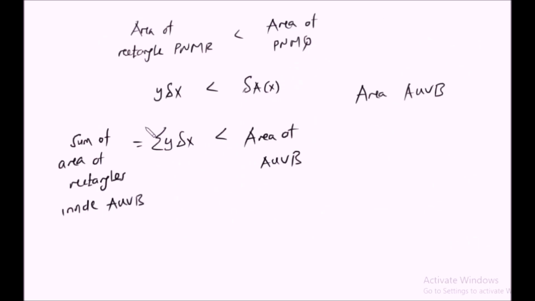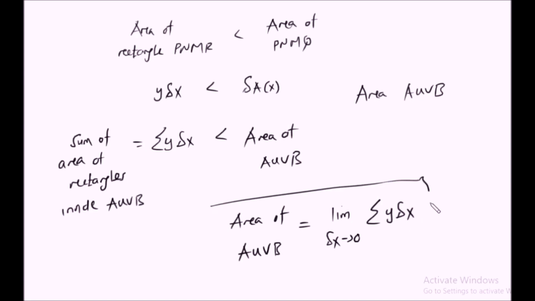So what does that mean? That's why I say it's very essential you look at that previous tutorial. This means that the area of AUVB is equal to the limiting value, as the width decreases, of the sum of the areas of the rectangles. The width keeps decreasing, approaching 0, becoming very small. So the area of AUVB is equal to this, okay? In short.